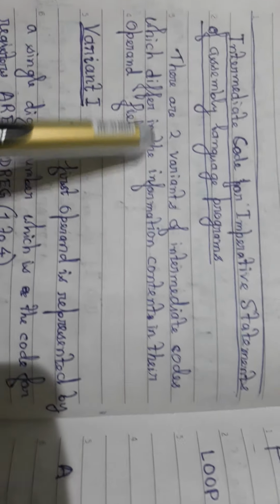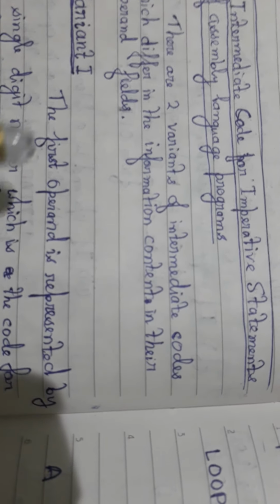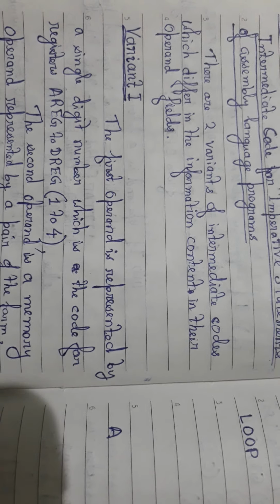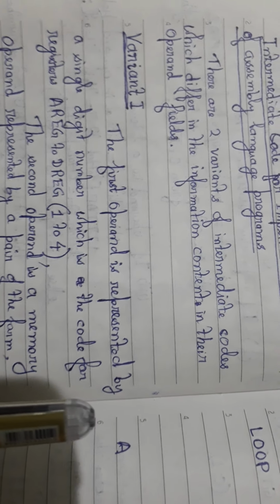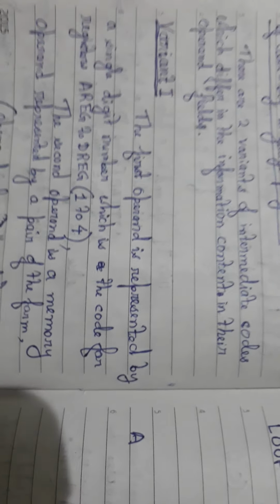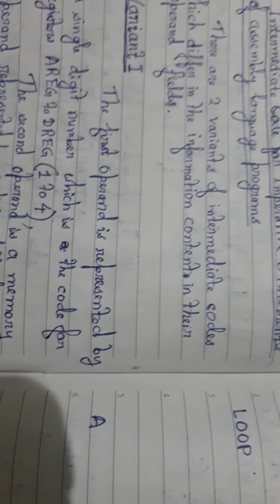Today let us see how the intermediate code is represented in assembly level programs. We will study the intermediate code for imperative statements of assembly language programs. There are two variants of intermediate code, which differ in the information content in their operand fields. That means intermediate code also has operand fields like your assembly statements. So there are two variants.